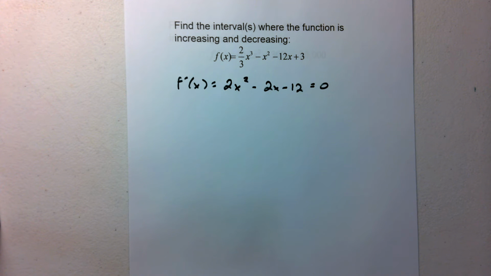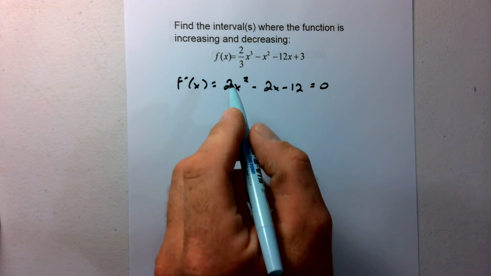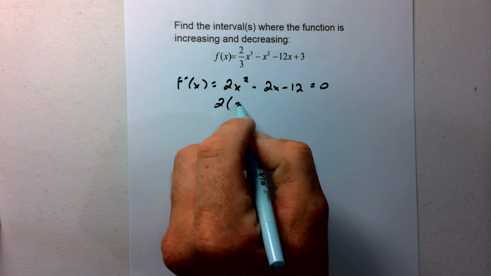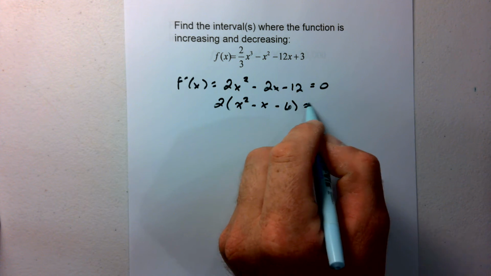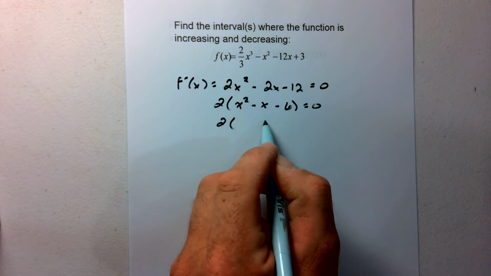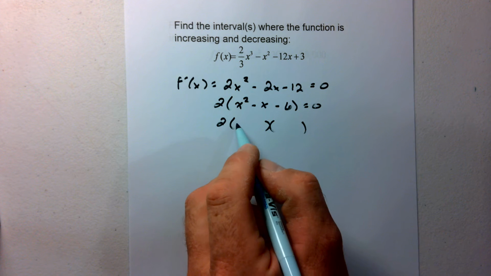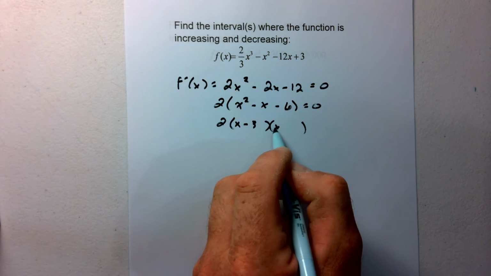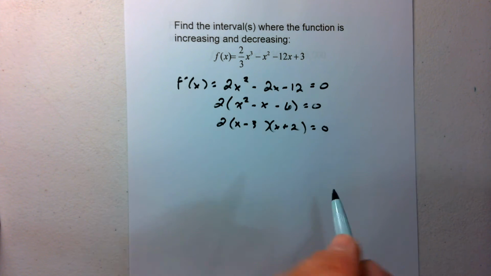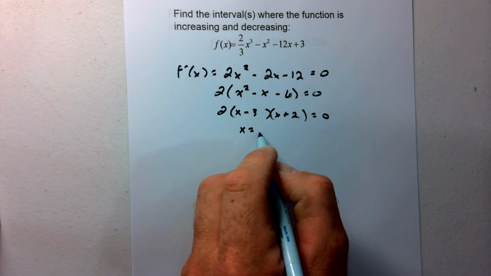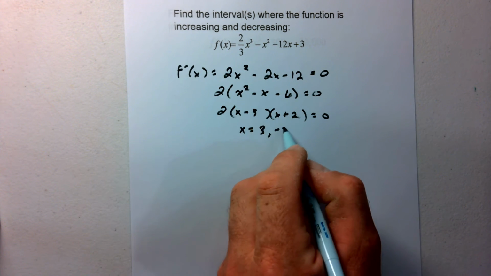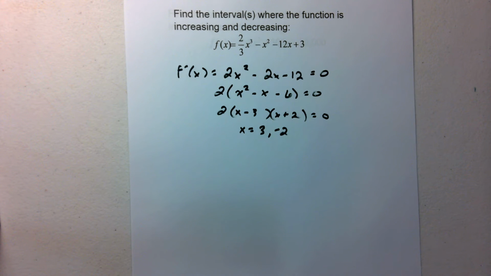We have a quadratic, so we want to solve it. We can do that by factoring out the GCF first. So we get x^2 minus x minus 6 equal to 0. We can factor that: x minus 3 and x plus 2 equal to 0. Setting these factors equal to 0, we get x equals 3 and x equals -2. So those are my critical points. That's where something is going to be happening within this function.